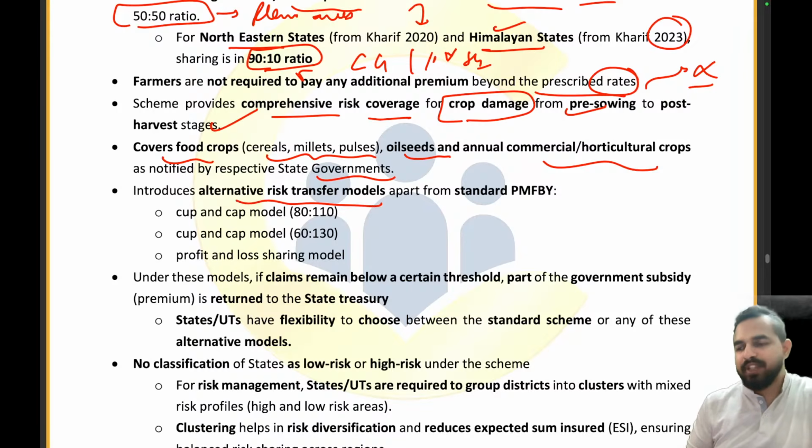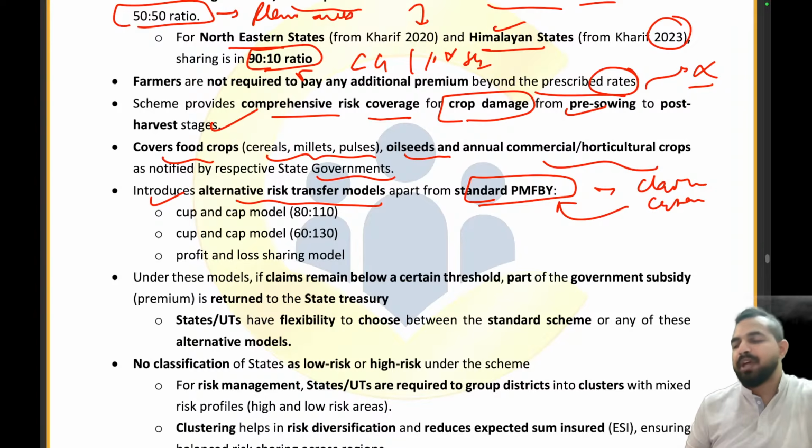Now there is an introduction of alternative risk transfer models. The Pradhan Mantri Fasal Bima Yojana also introduces alternative risk transfer models apart from the standard Pradhan Mantri Fasal Bima Yojana. Under the standard scheme, what was there? If the claim from the farmer is up to a certain limit, it comes under the standard scheme, where people are very clear that they will get the full claim, or the claim which has been allowed by the state government. But in all cases this cannot be done.